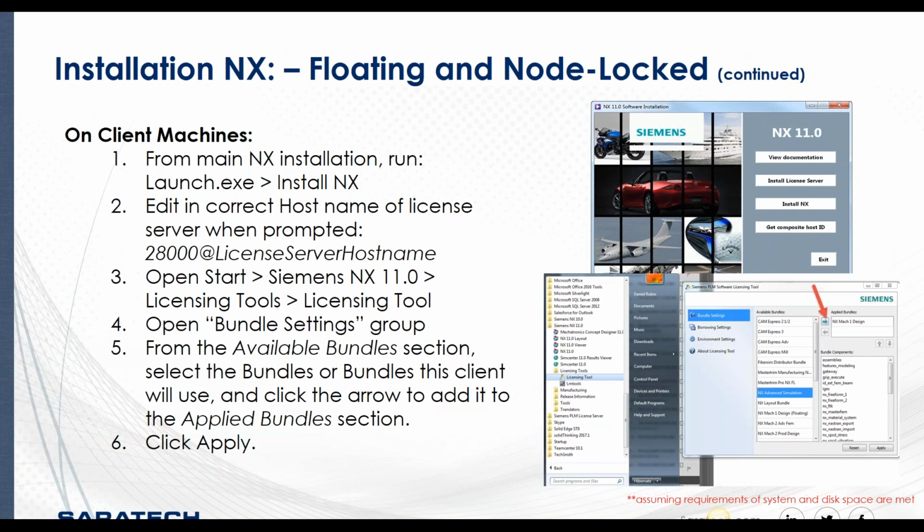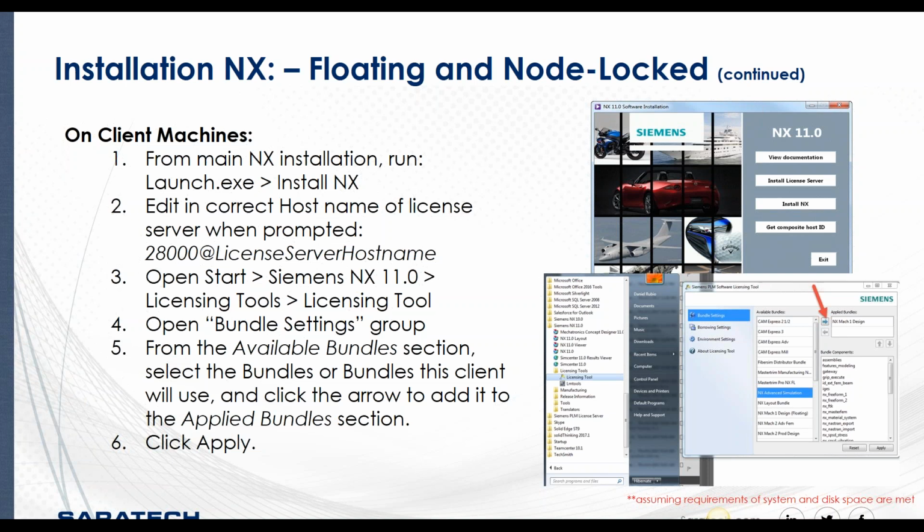So going on, for the client machines, you won't need to install the license server if you're just the client. What you will do is launch the launch application, and then instead of hitting install license server, you will just install NX. And then you're going to run through the same license GUI, and instead you edit the correct hostname of the license server when prompted. So the 28,000 is the port number that IT will have, but it's probably going to be 28,000 at the license server hostname that you gave Saratech.